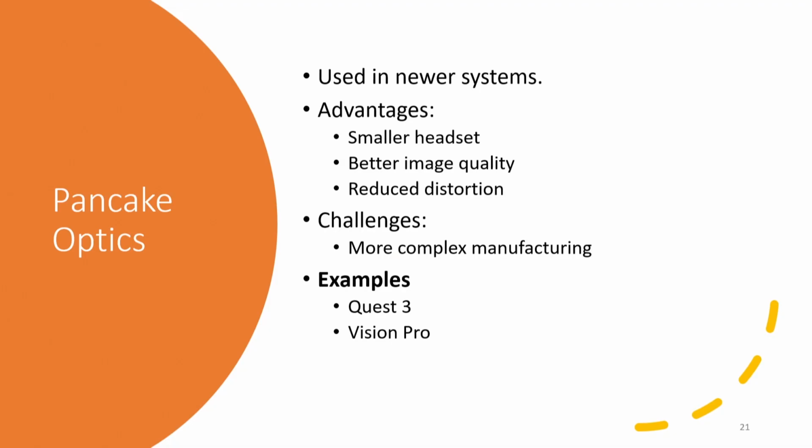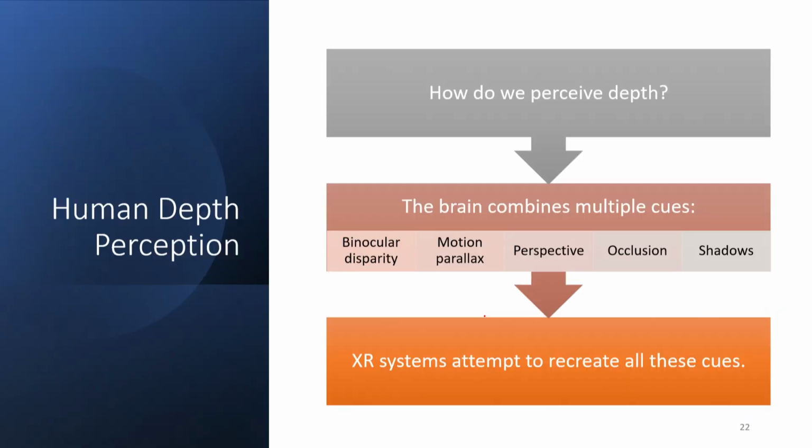In newer systems, typically pancake optics are preferred. These are typically packed in smaller headsets and they give you good image quality, and distortion is minimal. So, with pancake optics as compared to Fresnel lenses, you will get a smaller headset. But the key challenge with such optics is that the manufacturing process of creating these pancake optics is usually more complex. Pancake optics is used in the Quest 3 and the Apple Vision Pro.